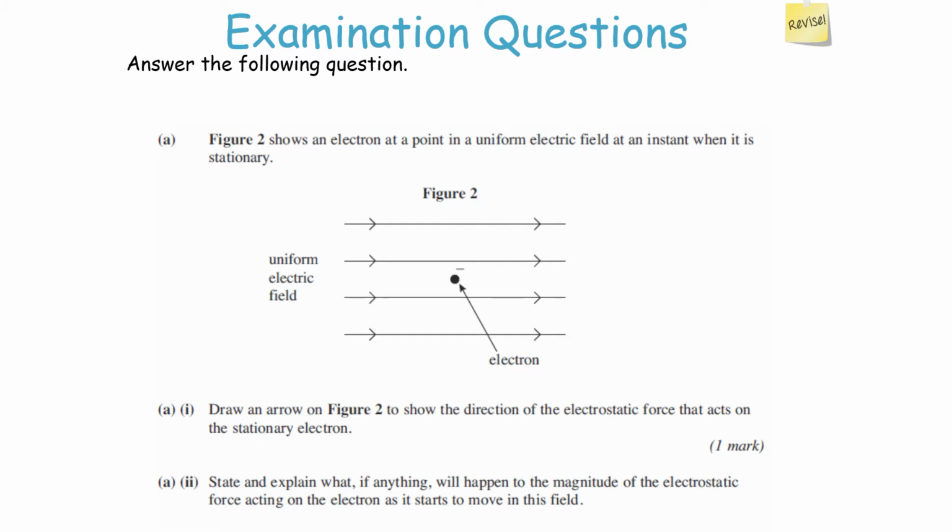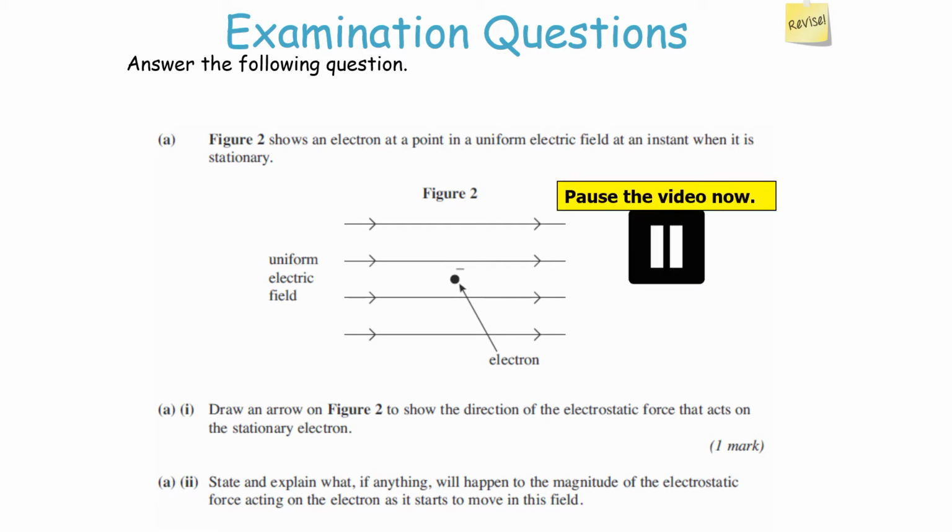Figure 2 shows an electron at a point in a uniform electrical field. We know this because the field lines are a constant distance apart from each other, at an instant when it is stationary. So draw an arrow on figure 2 to show the direction of the electrostatic force that acts on the stationary electron. Then state and explain what, if anything, will happen to the magnitude of the electrostatic force acting on the electron as it starts to move in this field.